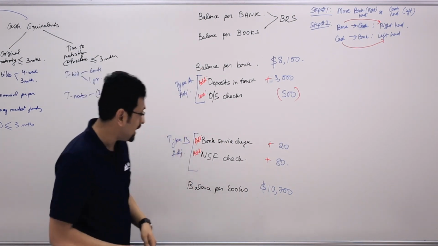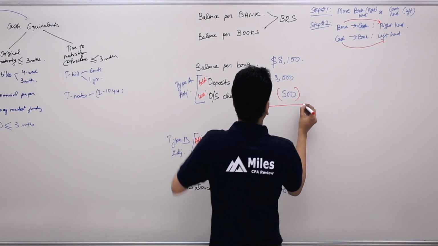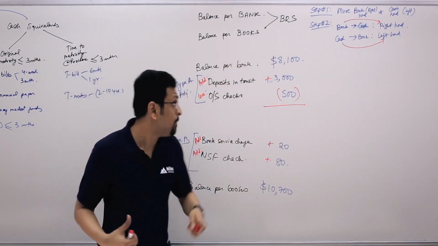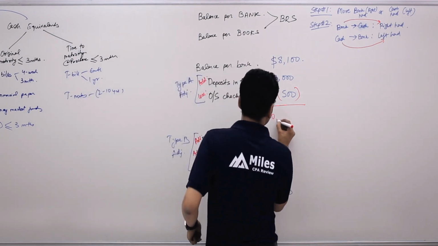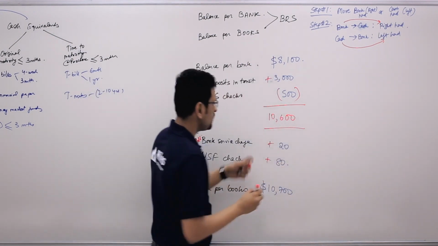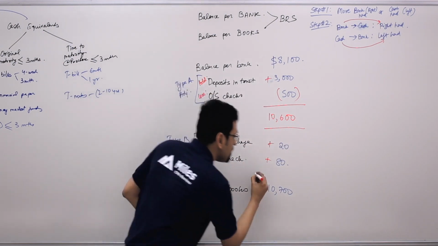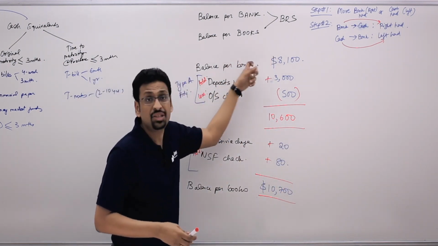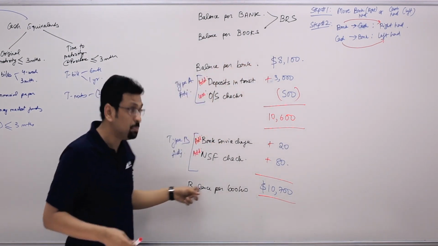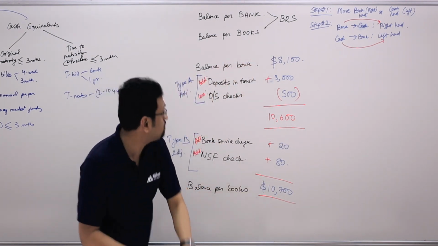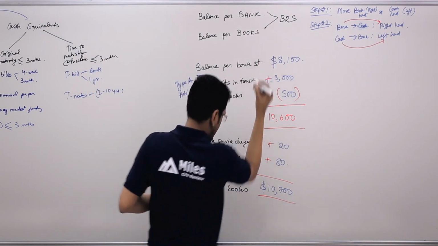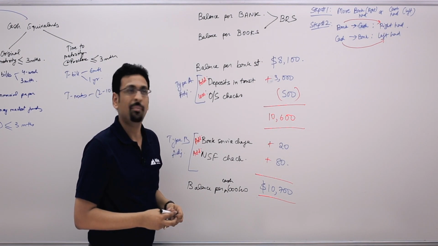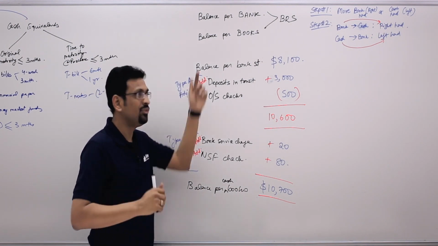So now let's check if we can get to the right number. So 8,100 plus 3,000, that gives us 11,100 minus 500, that gives us 10,600. 10,600 plus 20 plus 80, amazing. That's 10,700. We have reconciled the balance per bank statement to the balance per cash book. So this is the balance per bank statement and this is the balance per cash book. Amazing, right? So we've moved hands, reconciled.